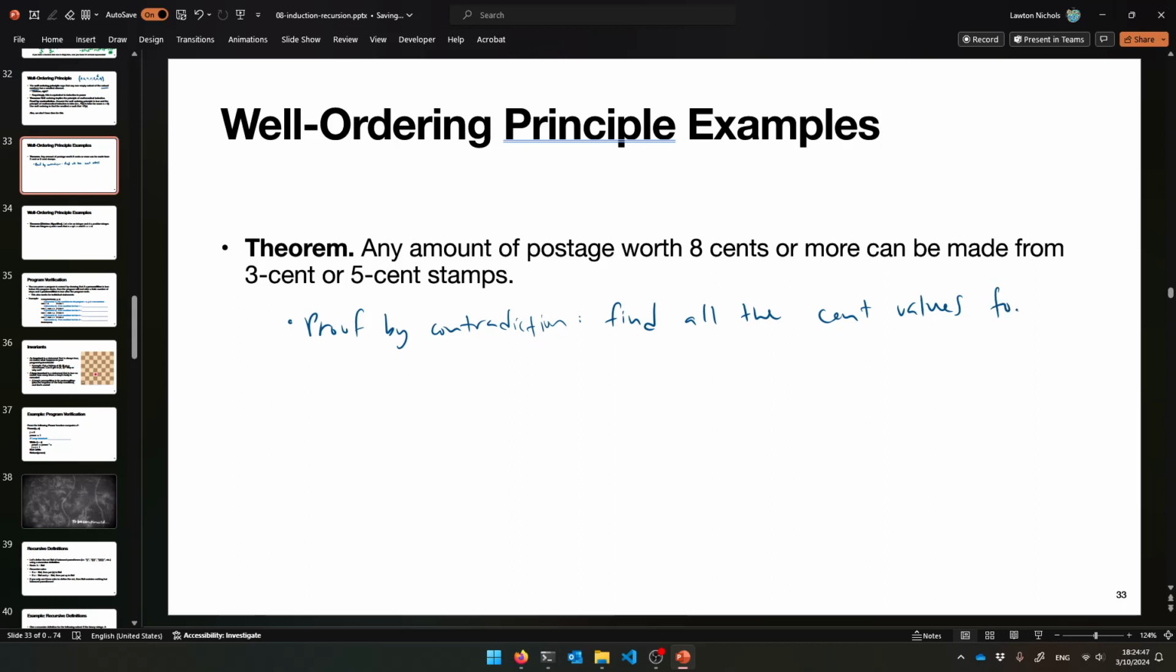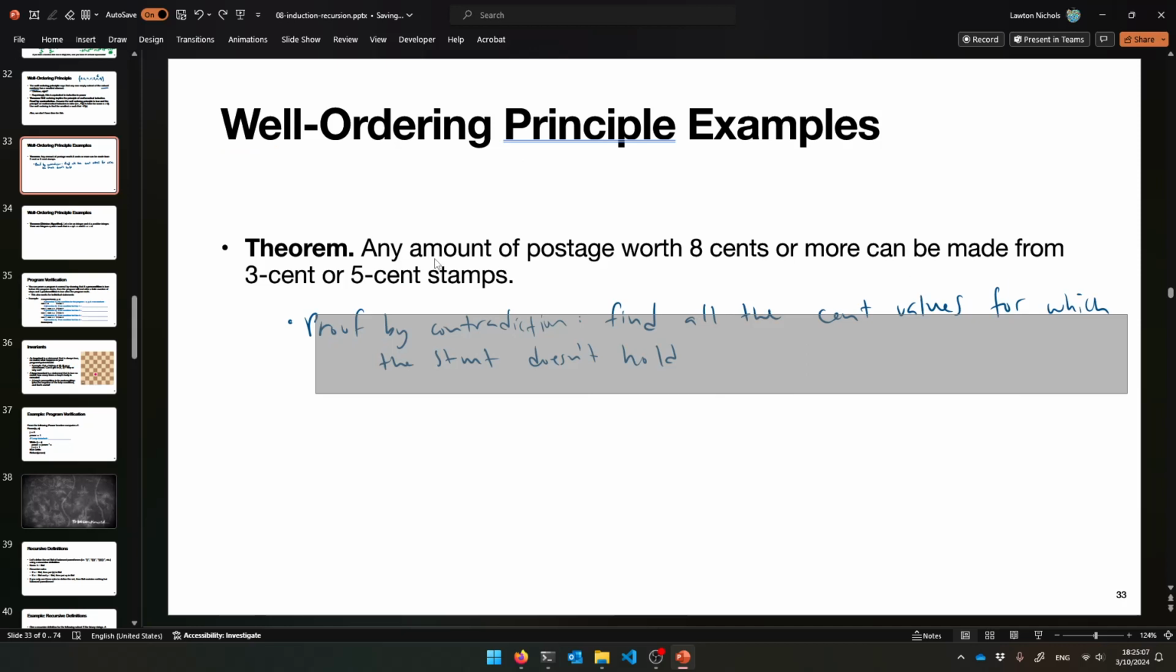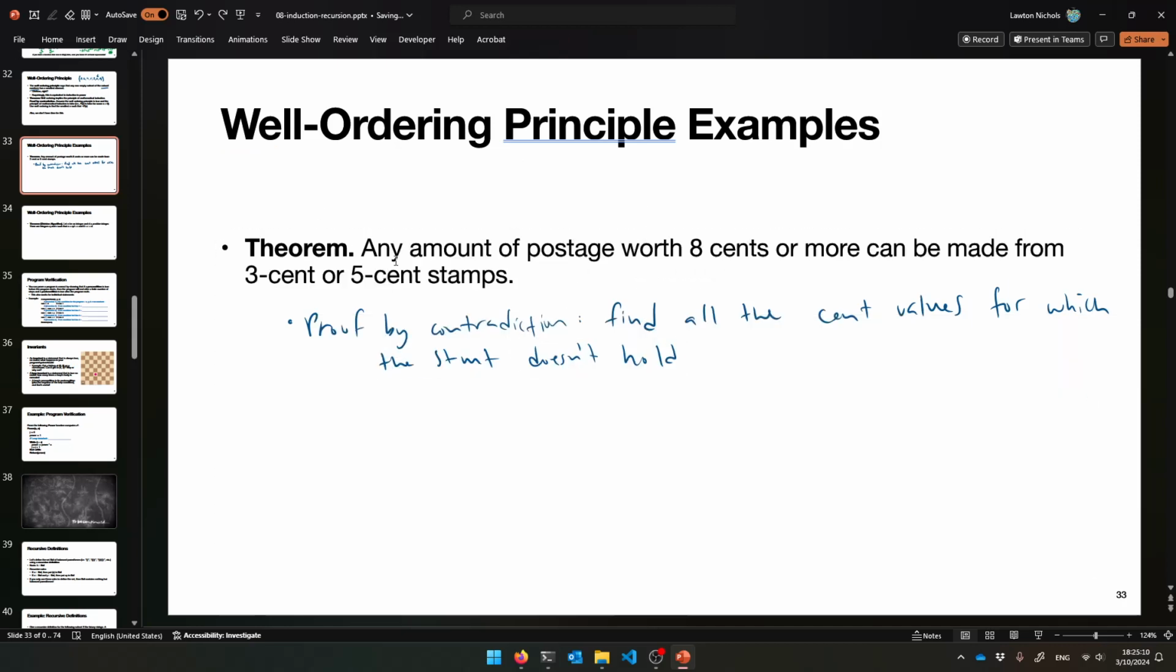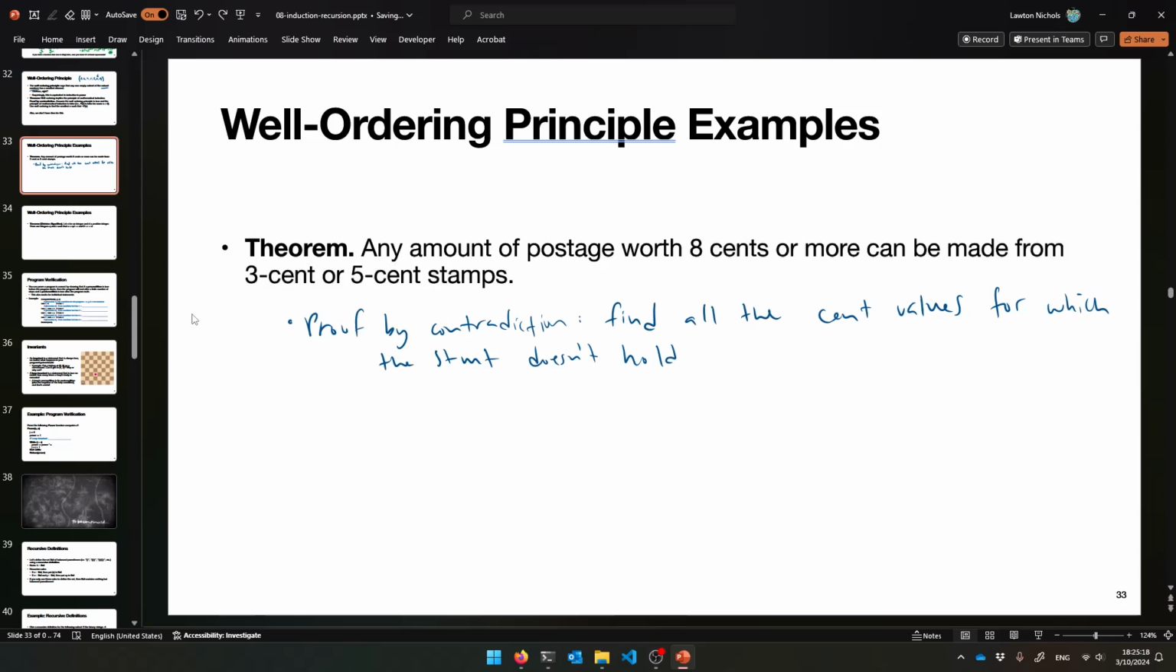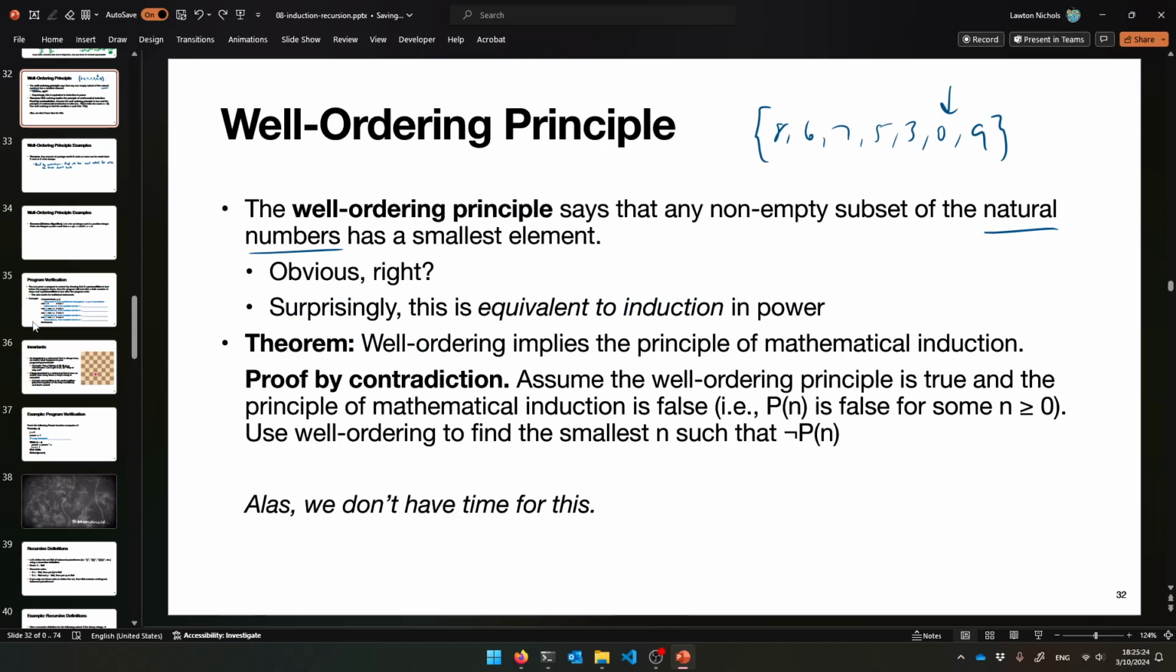Find all the cent values for which the statement doesn't hold true. Okay? And so the well-ordering principle, we can always appeal to that. We're going to appeal to it now. You've made a list of all the ways that this theorem doesn't work. Assume that you could do that. I'm going to find a contradiction there. You've made a list for me of all the cent values for which this statement doesn't hold. So we can ask for the smallest one. That's what the well-ordering principle tells you. You can always ask for the smallest one, right? Because it's just a bunch of natural numbers.